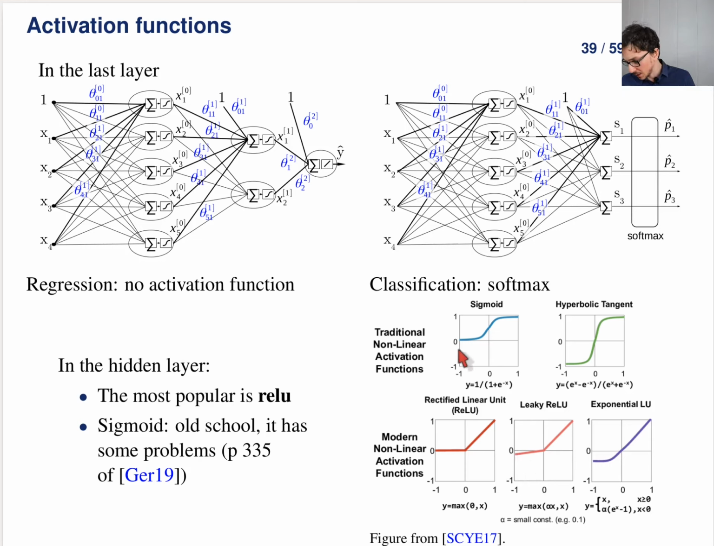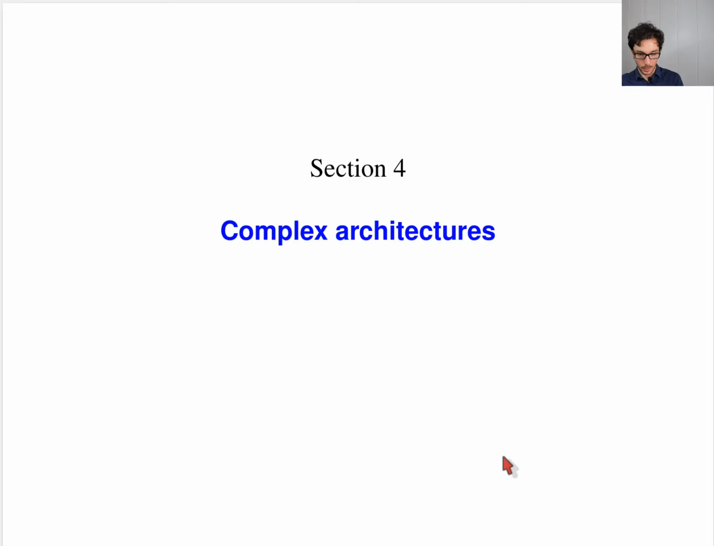Actually, in previous decades, sigmoid was the preferred one because it was thought to be what happens inside our brains. But actually, sigmoid is not the best choice. It has been shown, and you can see the reference here, that it's better not to use sigmoid but other functions like ReLU or exponential LU, etc.